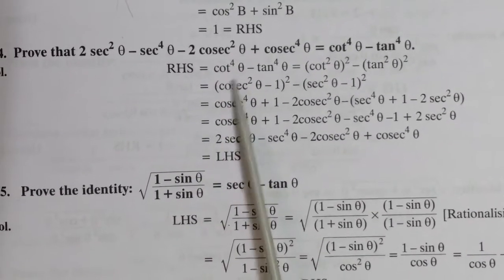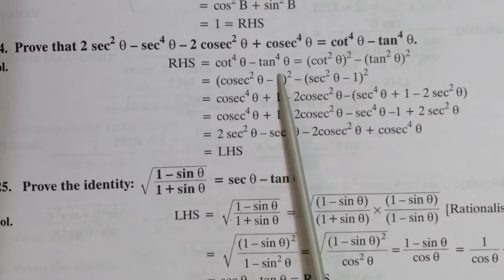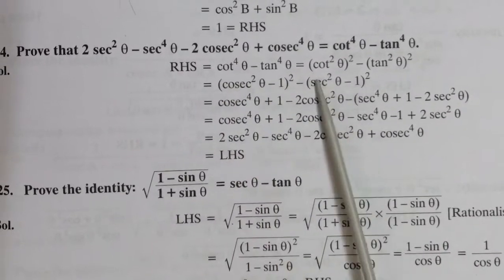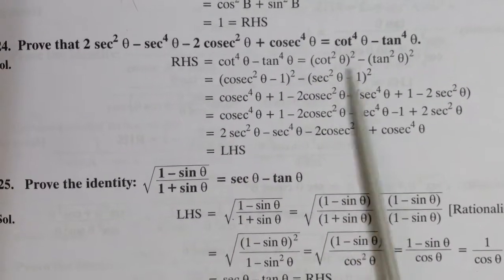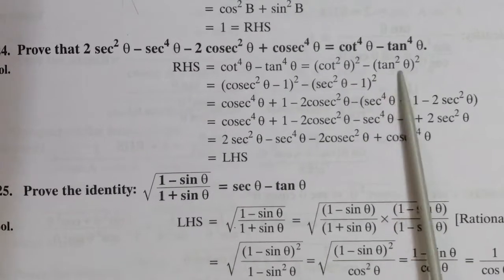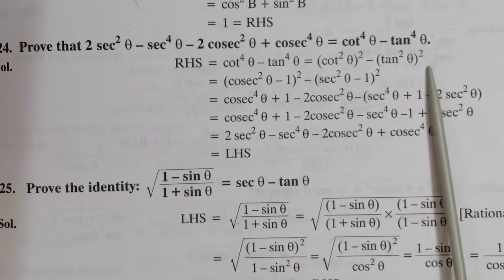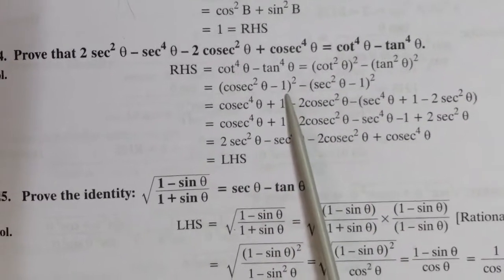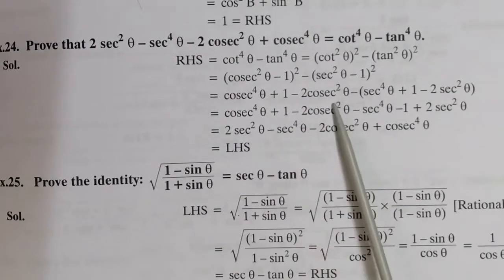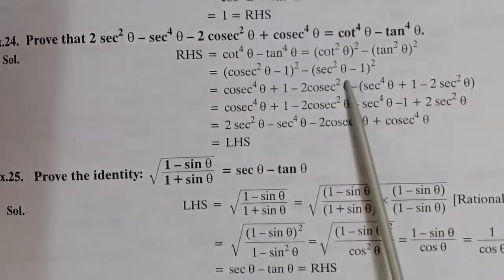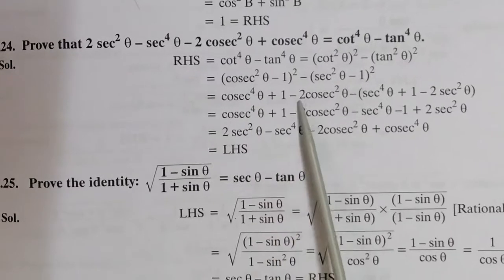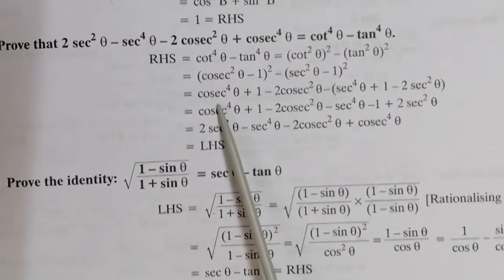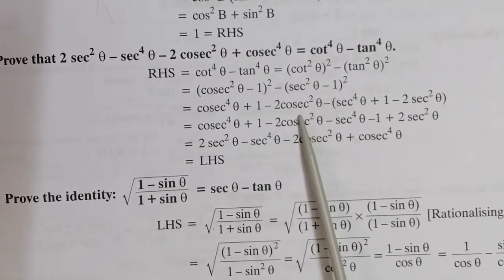Right hand side is cot⁴θ − tan⁴θ, and this cot⁴θ can be written as the square of cot²θ minus the square of tan²θ. Now cot²θ is cosec²θ − 1, so square of this. Similarly, tan²θ is sec²θ − 1, square of this. Now use the formula (a − b)², that is a² + b² − 2ab.